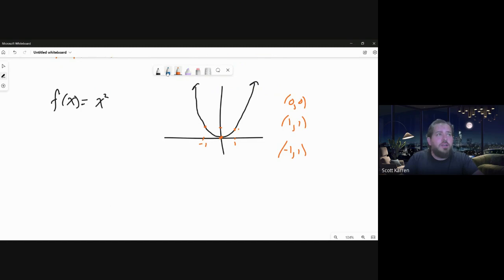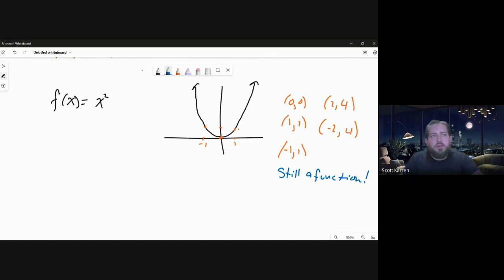But I can do this a lot of times. I can say, well, if I evaluate this thing at, say, 2, x squared is 4. But if I evaluate it at -2, it's also 4. So this thing is still a function. That's not under question here.